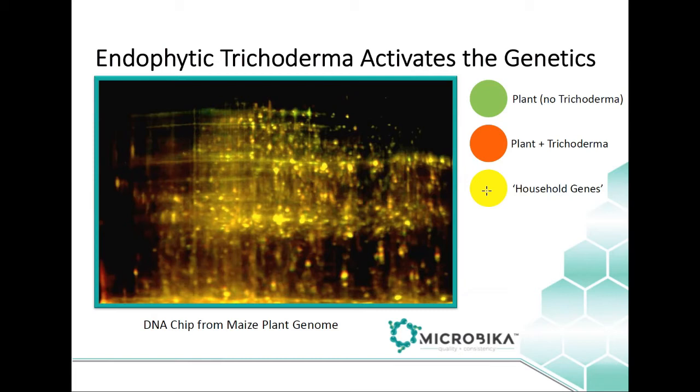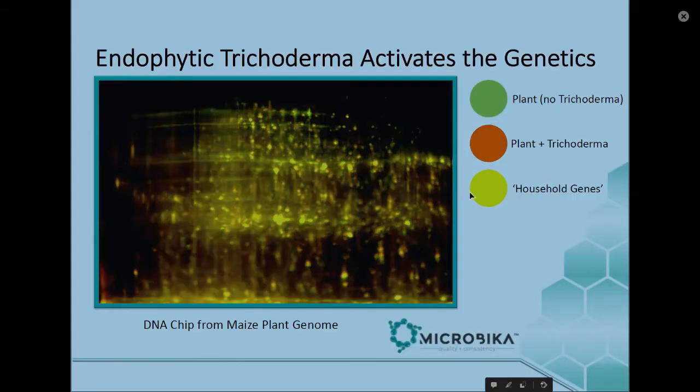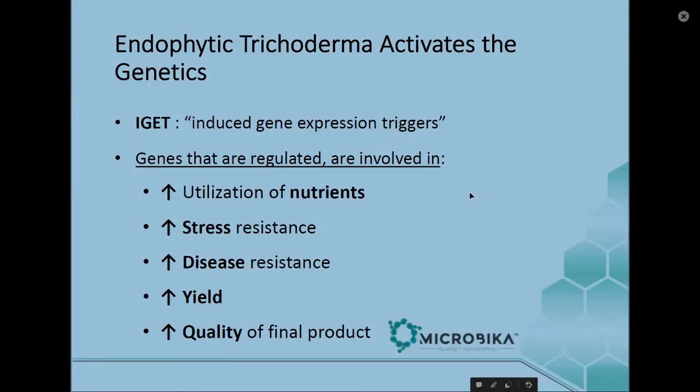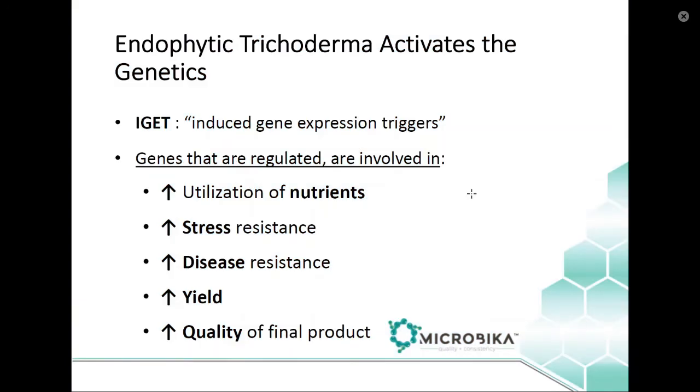So the endophytic trichoderma activates the genetics. We know that they switch on genes involved in the utilization of nutrients, and the genes involved in how the plant will handle stress. Remember I said these microbes are responsible to keep the plant from stressing, because otherwise the first supply of carbon that's turned down is the one to the rhizosphere. And then also genes involved in how the plant will resist disease or infection.